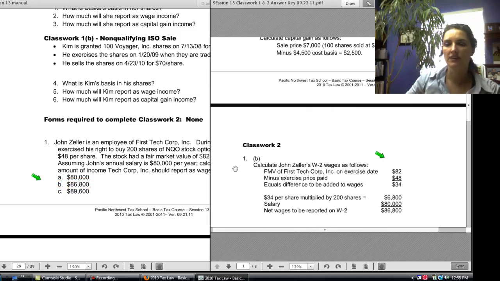And here is that calculation. We got the fair market value on the issue date, the exercise price he paid, the difference is 34. You multiply that by the number of shares, and you get $6,800. You add that to his base salary, and you get net wages that you should be looking for in his W-2 of $86,800.